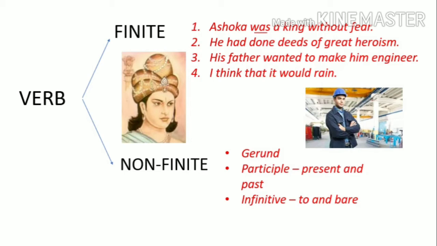Since he had done deeds of great heroism. Had done is a verb here. It could have been has done. If it's a plural subject, you could have written they have done. So his father wanted to make him an engineer. His father wanted. His father wants. Here, instead of his father, you have his parents. Then you write his parents want to make him an engineer. Next, I think. Think could have been thought or will think or shall think or whatever. And you have one more, the modal verb here.